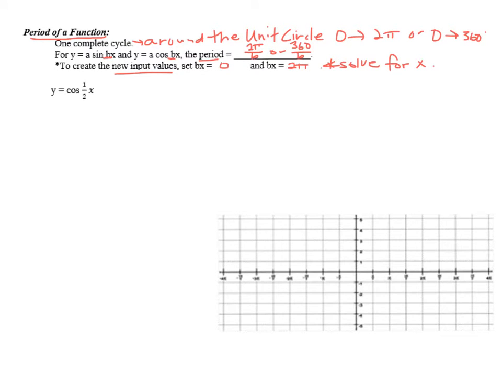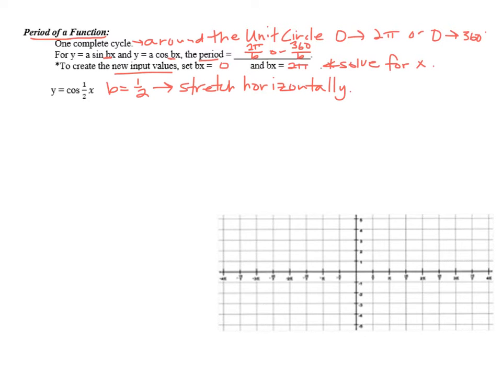Y equals cosine 1/2 x. Notice there isn't a number in front of cosine. That means our a value is 1. So we're not stretching or compressing vertically. But because b equals 1/2, that's going to do the opposite to all our x values. A value of 1/2, since that's less than 1, will actually stretch horizontally. If that was greater than 1, it would compress. It always does the opposite of what the coefficient says because it's your input value.